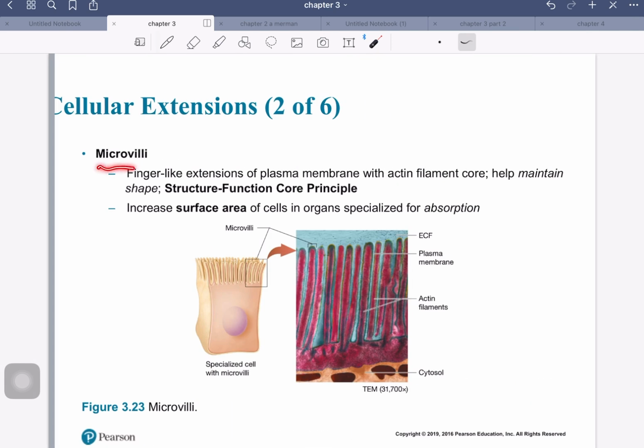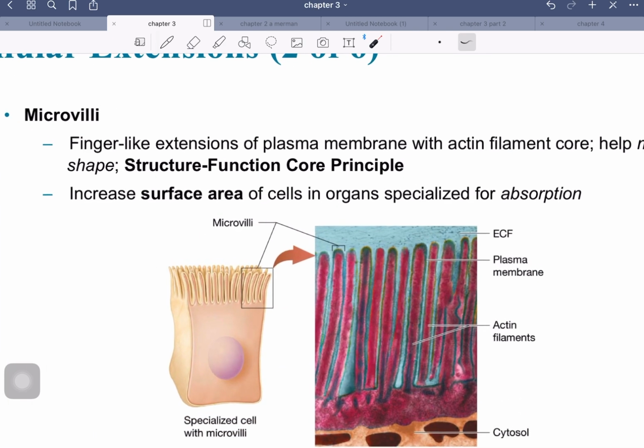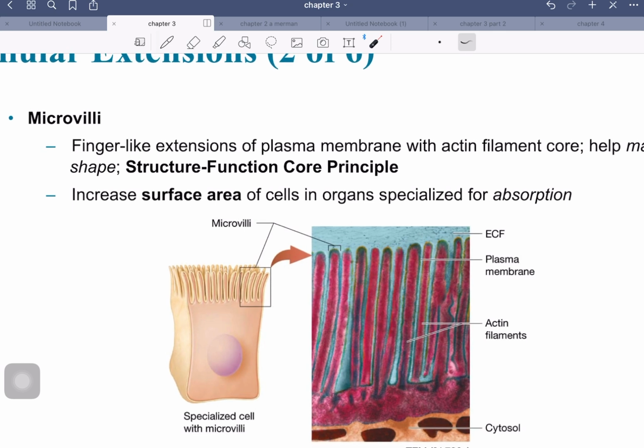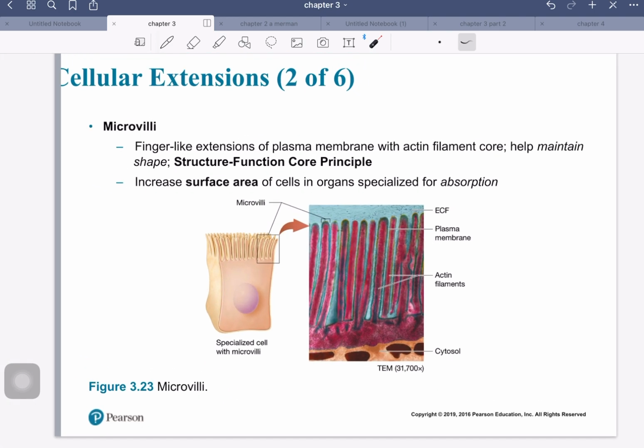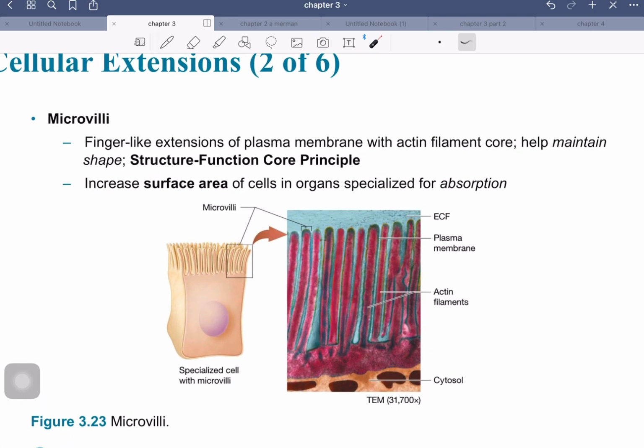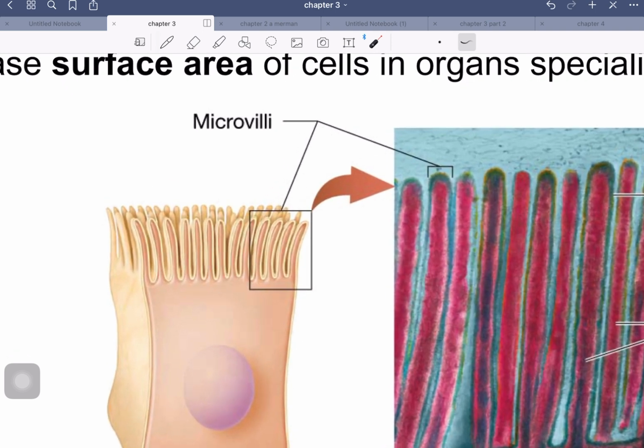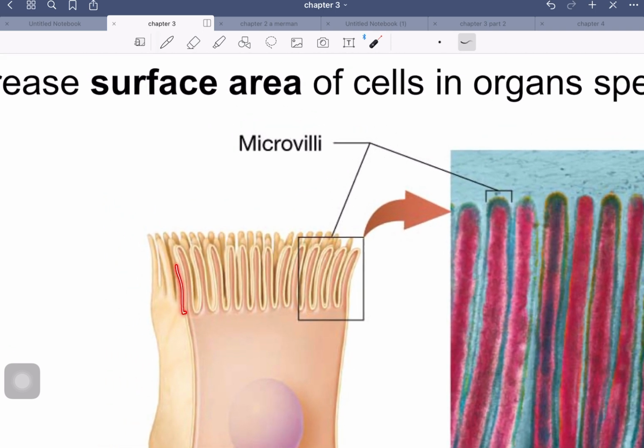So when we're looking at the microvilli, what we're looking at are these finger-like extensions. We can see them illustrated here on the artist diagram. They also have a core of actin filaments that help to give them structure and help to maintain their shape. Now, of course, one thing you'd notice quite quickly is with these microvilli, you can see how much the surface area of the cell is expanded.